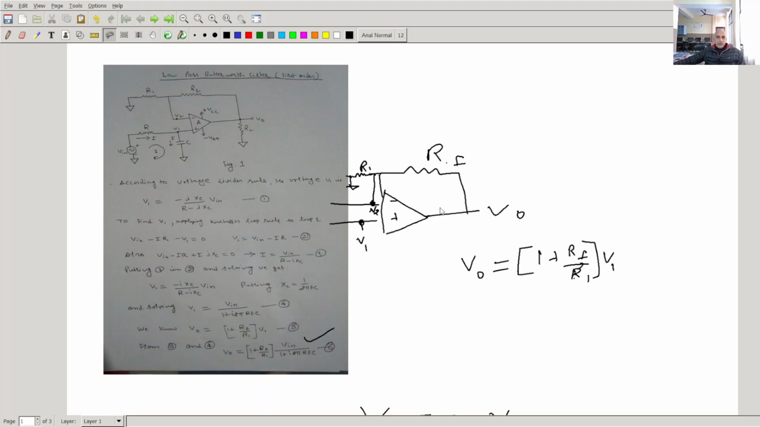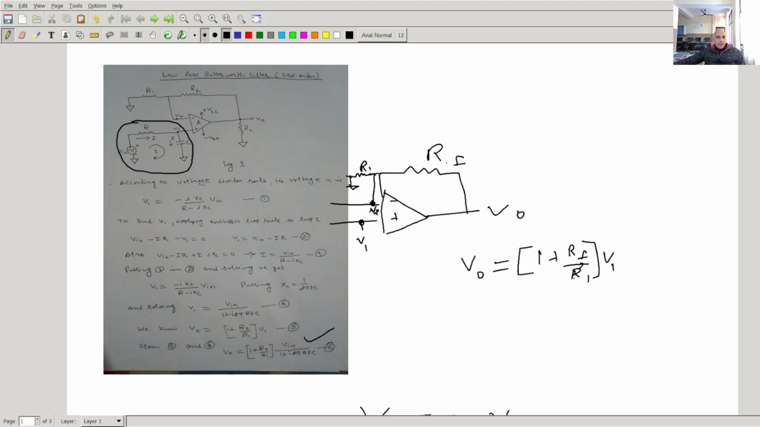Why are we calling it first order? We are calling it first order because here we are using only one functional unit. Clear? This is only one functional unit, R and C. But if I use two functional units, then obviously it will become a second order low pass filter. Clear? So this is all about this low pass filter.